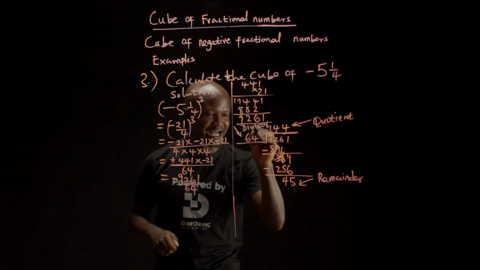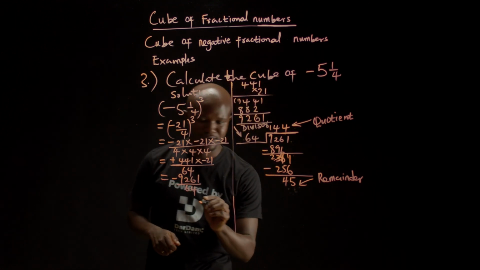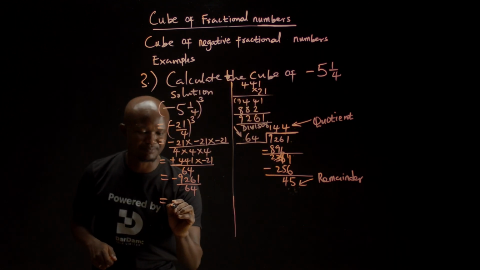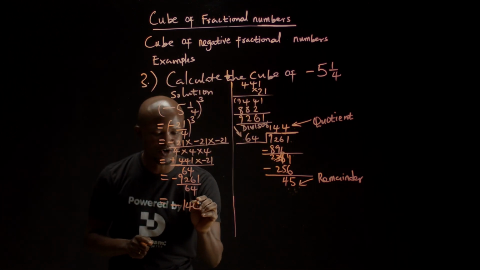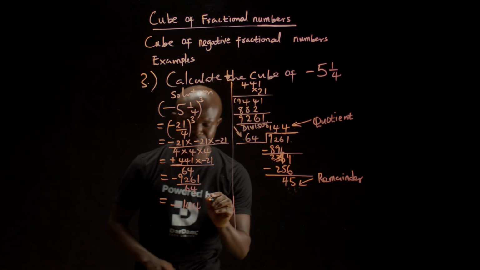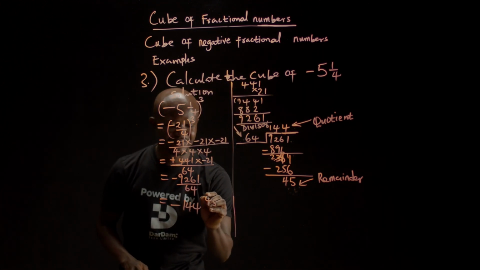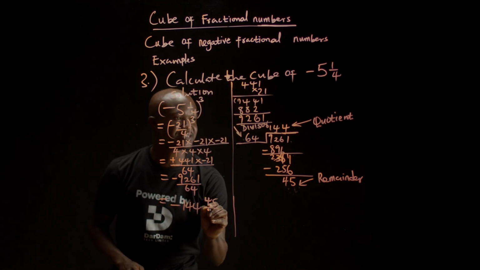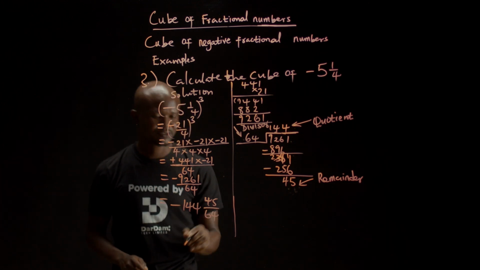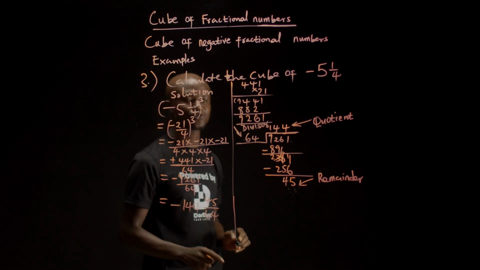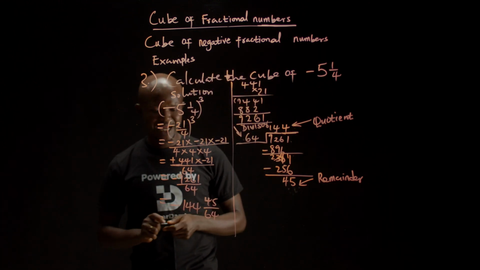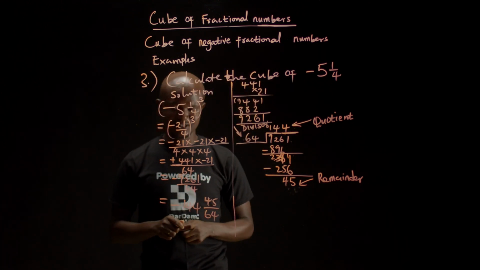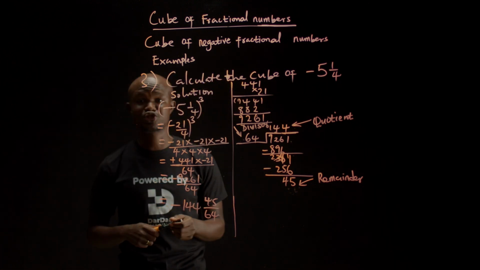So the final answer is minus the quotient, 144 whole number, then the remainder, 45 divided by 64. So minus 144 whole number 45/64. That is the solution to the problem.